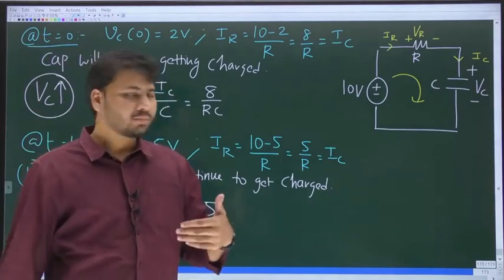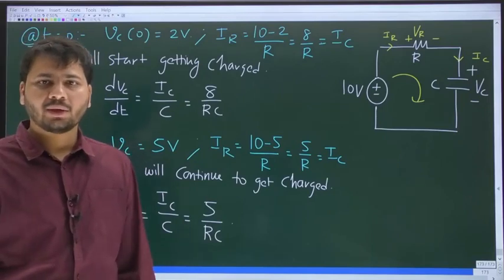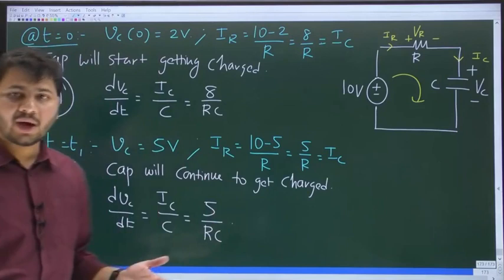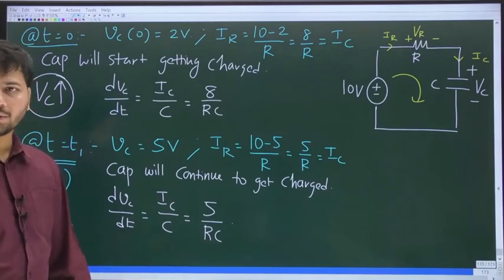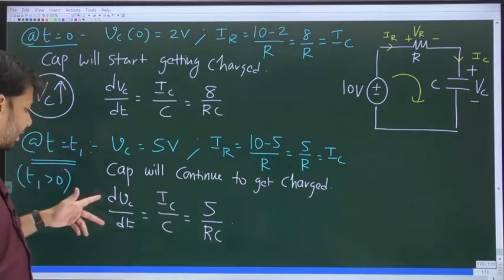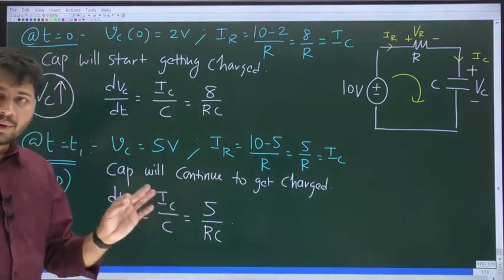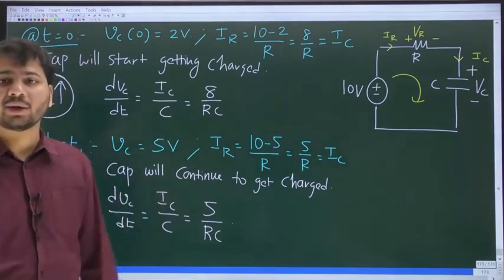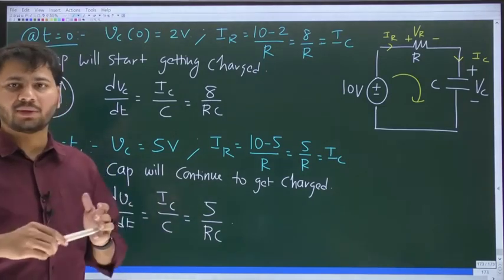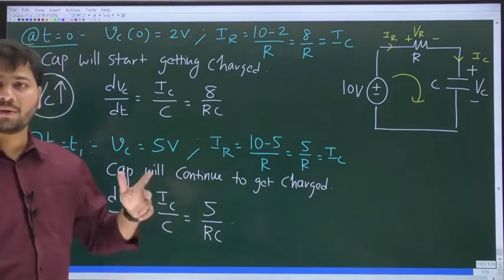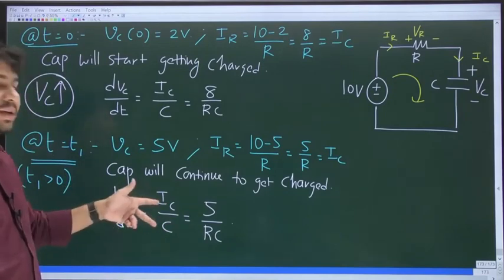Now my question is, when will the capacitor stop getting charged? Cap will stop getting charged when dVc by dt becomes 0. dVc by dt becomes 0 when IC becomes 0. For the cap to stop getting charged, it means Vc should no longer increase. That means dVc by dt must become 0. So when will dVc by dt become 0? When IC becomes 0.